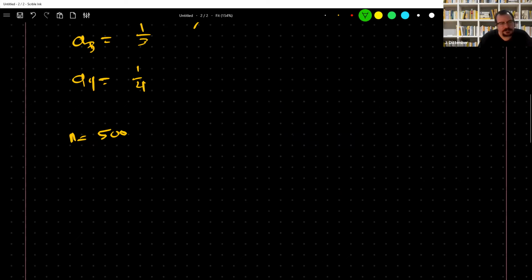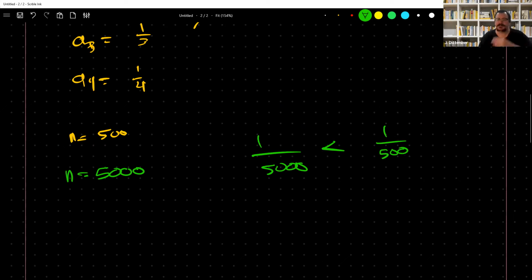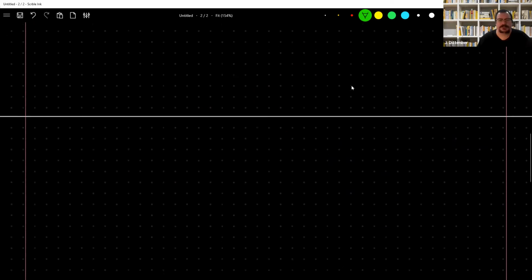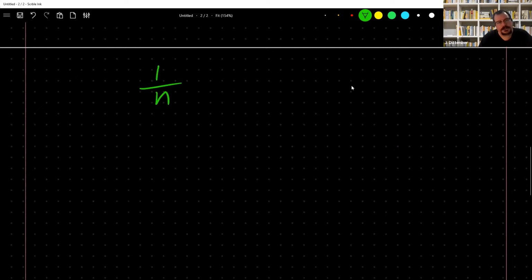And what happens if n gets even bigger? Like n is equal to 5,000 now. I've got 1 over 5,000, which is even smaller than this, right? And exactly what happens is, as n gets larger, and we can let n be as large as we want without any maximum value, this sequence, 1 over n, is getting closer and closer to 0. Okay, it never actually will be 0, because there's no number that can make it 0. But we can get incredibly close.